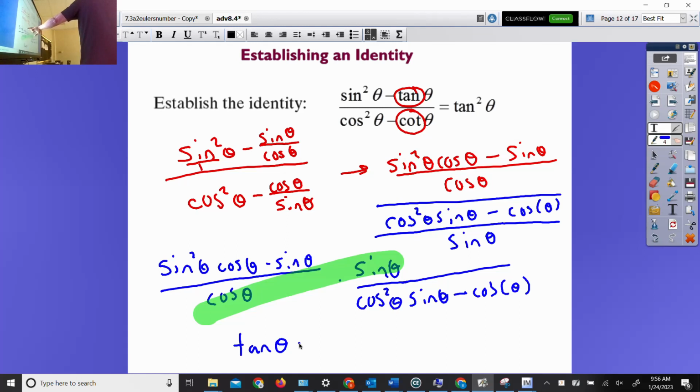Let's look at what we got here. You've got sine squared theta cosine theta minus sine theta. That's two pieces. What do they both contain? Wait, why are we cross multiplying? I'm not cross multiplying, I was just highlighting it for you. No cross multiplication. You literally have a sine over cosine, don't you?